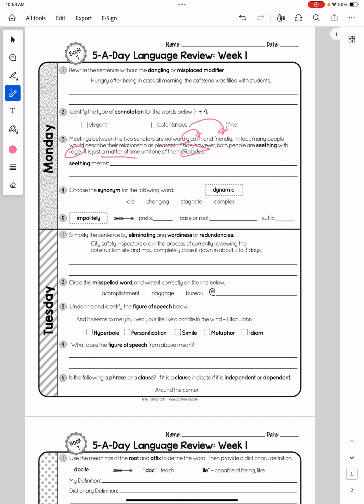So that's giving us an indication that there's something inside of them that's about to burst out, and that thing inside is a negative thing that's related potentially to rage. So seething is defined as a feeling of anger or being upset that's not shown. It's concealed. It's hidden. But it's about ready to blow up. Synonym for dynamic: changing. You could also say complex.